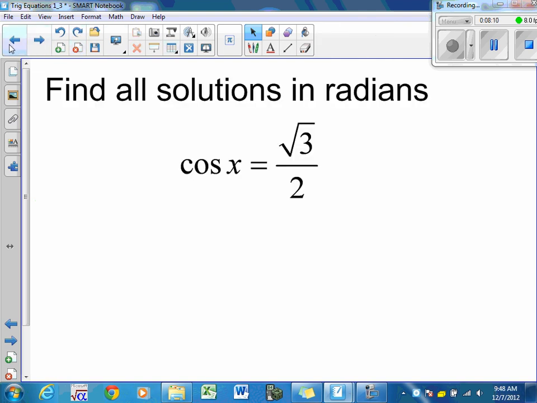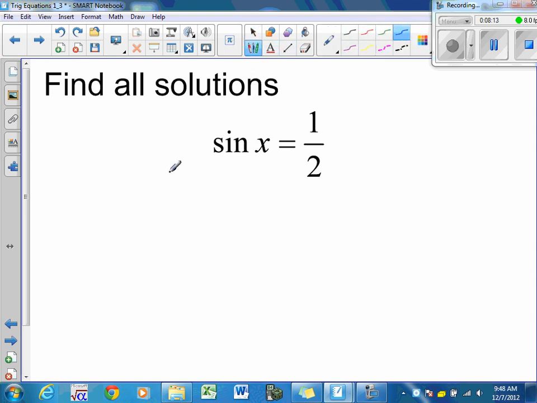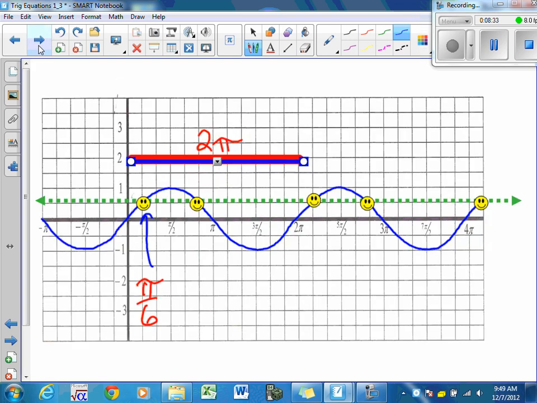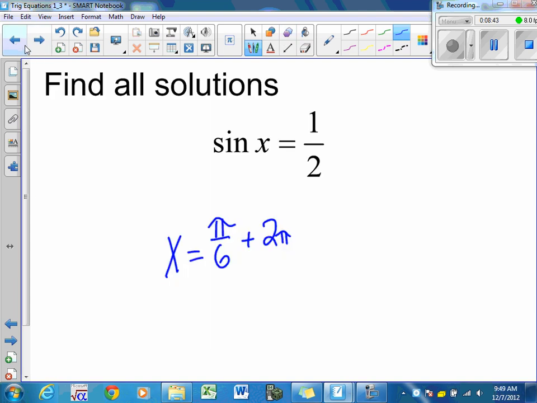So if I look at my answers, I have pi over 6. And every time I add 2 pi, I get another solution, or if I subtract 2 pi. But if I just write 2 pi, that only gives me the next one. What about the next one and the next one? So here's what we're going to do. We're going to write this as 2 pi n. Now, as we go forward, we're not going to write this, but the idea here is where n is an integer.